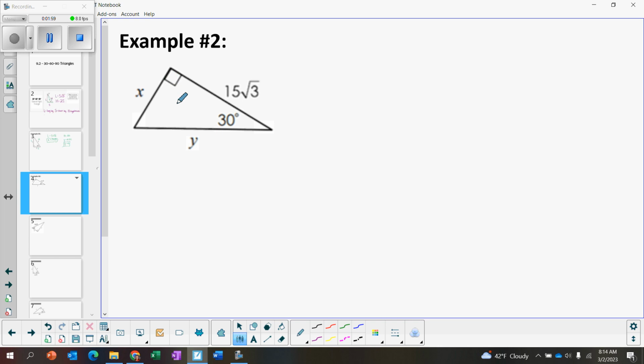All right, next example. Across from the right angle is the hypotenuse. This is 60, so that's long, making that one short. This time I know the long leg, so I'm going to start with the formula that uses that one. So L equals S root 3. I'm going to plug in 15 root 3 equals X times root 3.